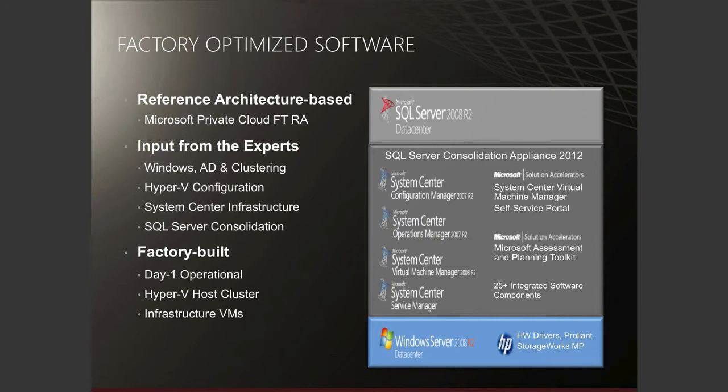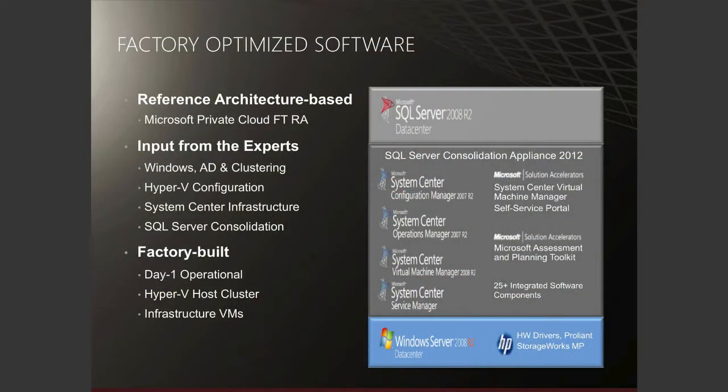In building our database consolidation appliance, we've figured out how to create the software in the factory. So rather than taking an approach of assembling hardware in a lab and then installing the software on that, we actually manufacture the appliance with the software on it, and I'll explain a little bit about that. Now, how we figure out how to do that is that we use what we call the Microsoft private cloud fast track reference architecture. We've worked with the Hyper-V team and the Windows team to create a reference architecture that's the basis for how we do this.